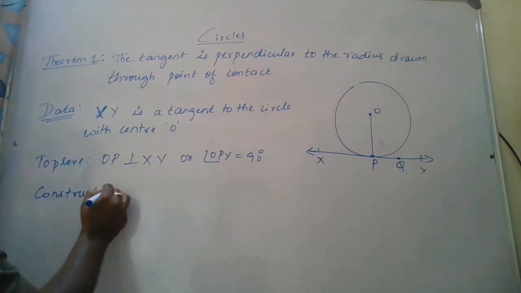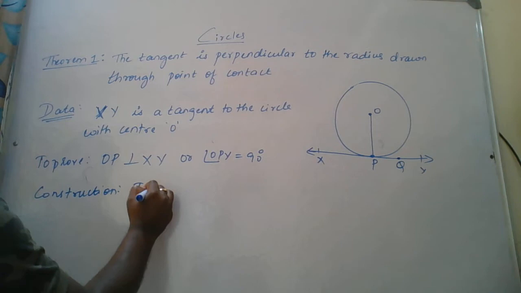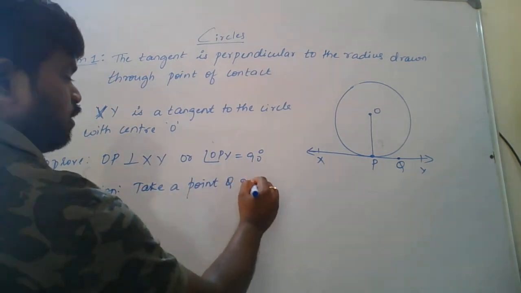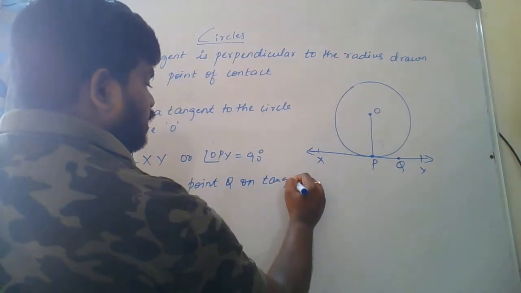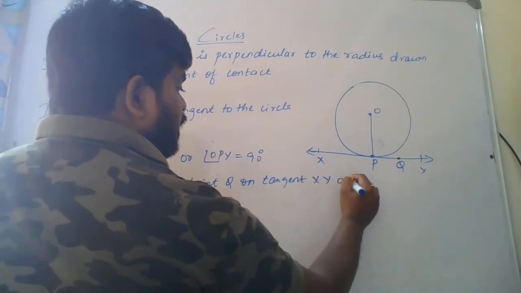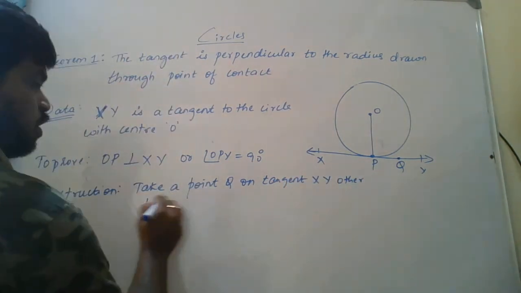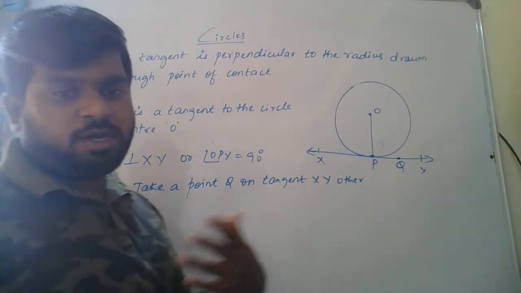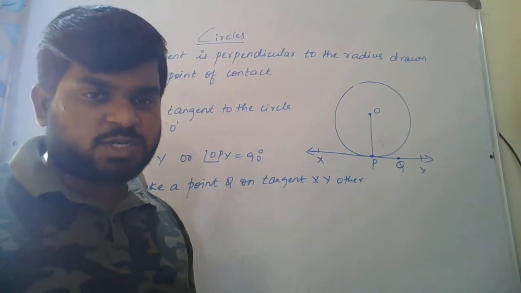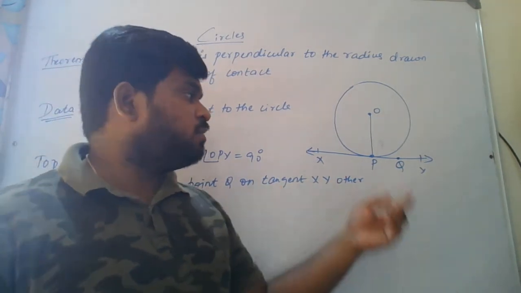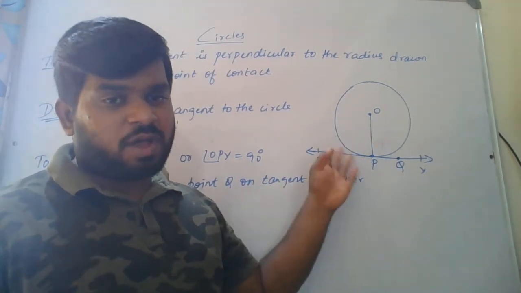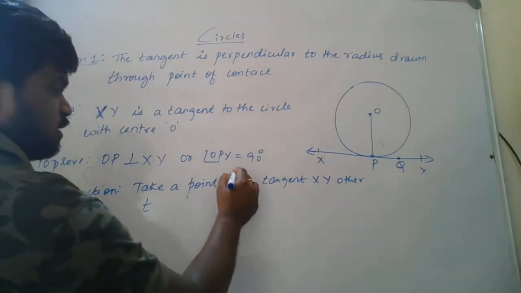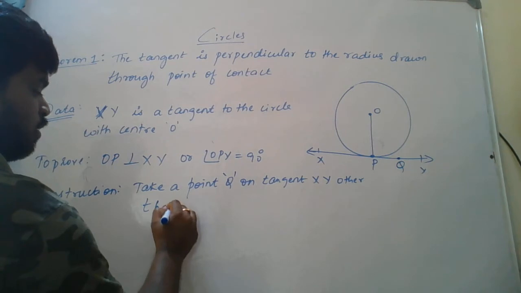In the construction, take a point Q on tangent XY other than P, because P is also on the tangent, right? So if I just say take a point on the tangent, this is already on the tangent. So other than that, I have to take one more point. Okay, take a point Q on the tangent XY other than P.